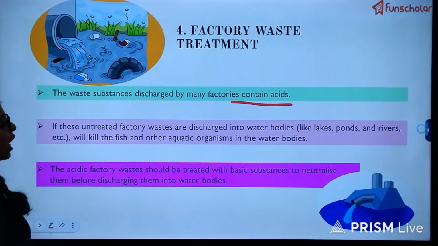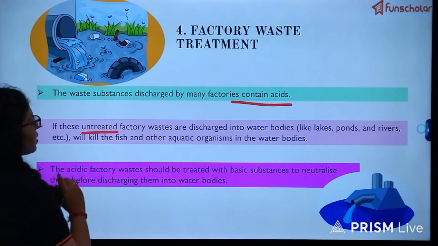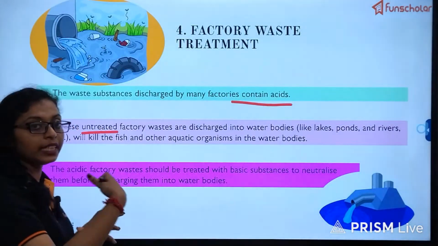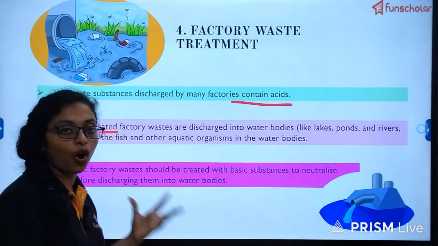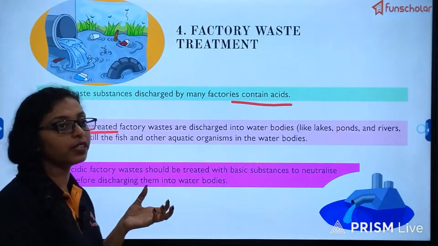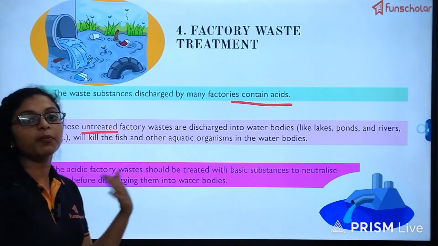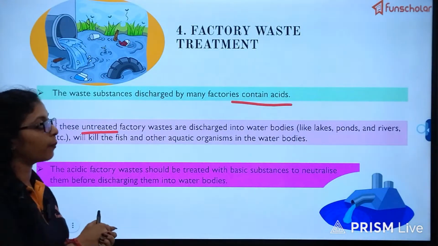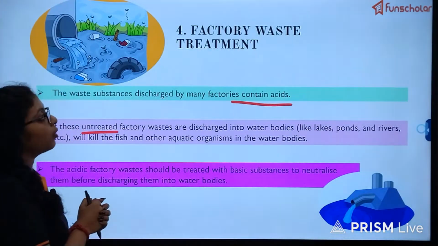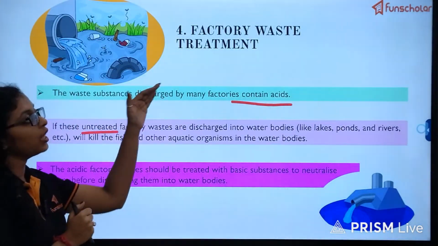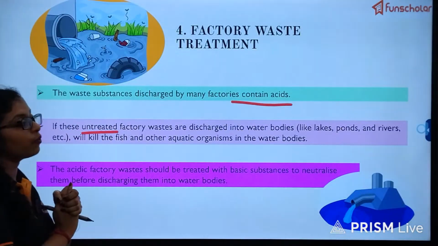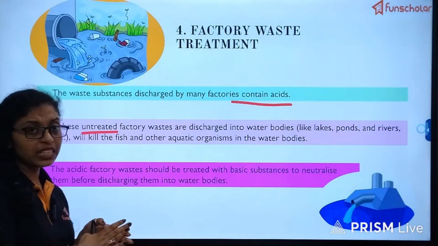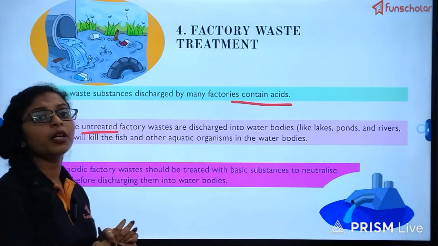If this is untreated, meaning the factory waste is released into the environment raw, then it will definitely create a lot of hazards and problems, especially environmental pollution. So we must be aware that we treat the factory waste in a certain way so that it will not create any kind of pollution.